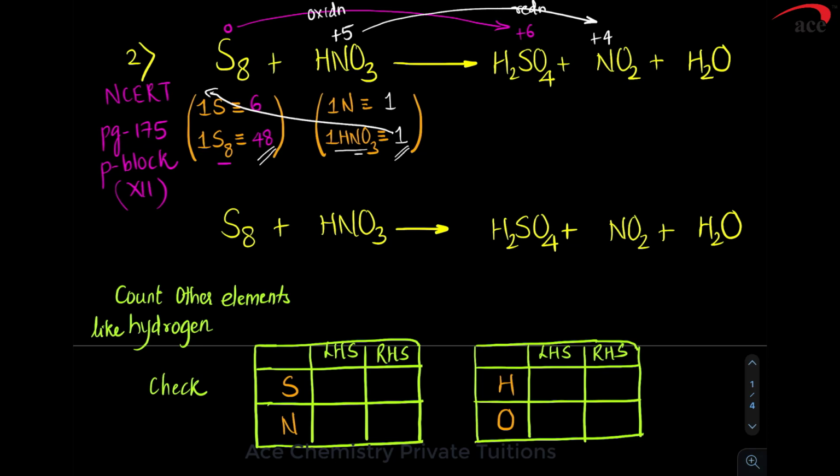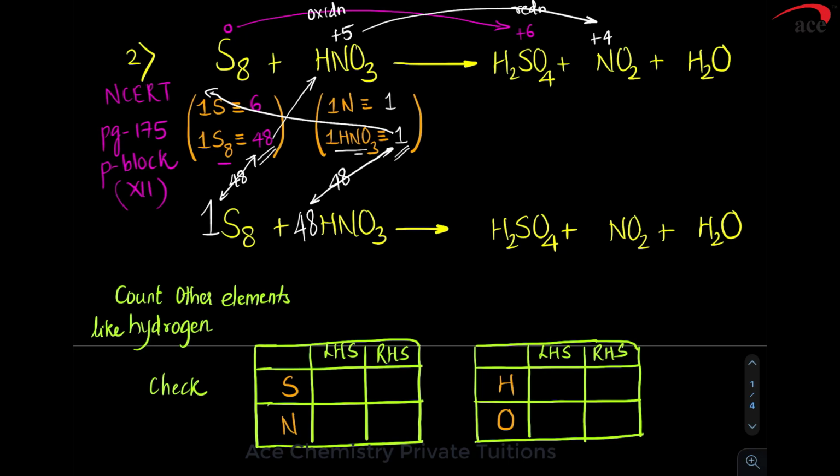You take this number here, you take this number here and cross multiply. So, the number here will be 1 and the number here will be 48. 1 for sulfur, 48 for nitric acid. If you check total exchange of electrons, 1 multiplied by 48, 48 electrons exchanged. 1 multiplied by 48, 48 electrons are exchanged. Total exchange of electrons between the two reactants should be equal, which is found to be equal.